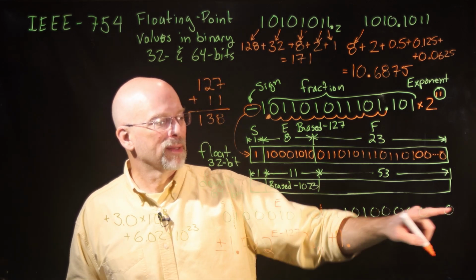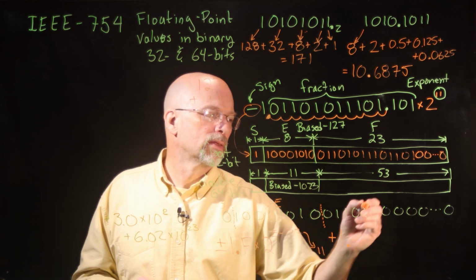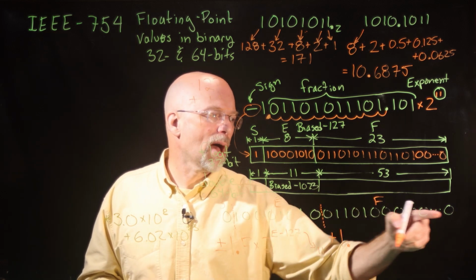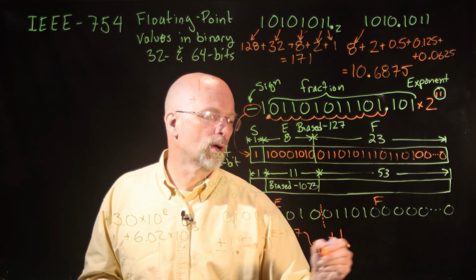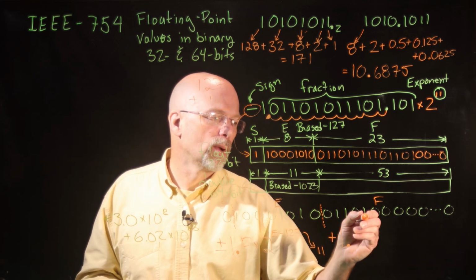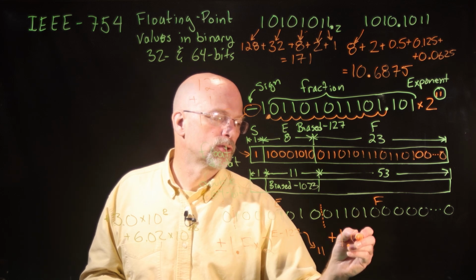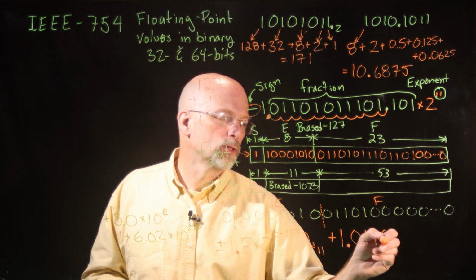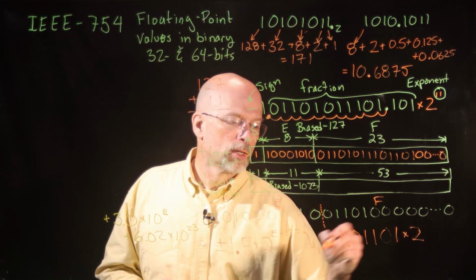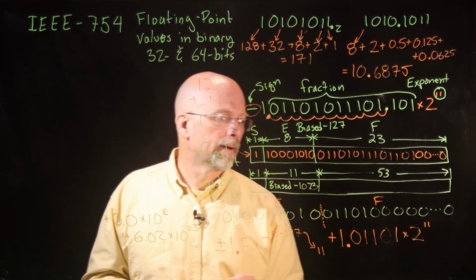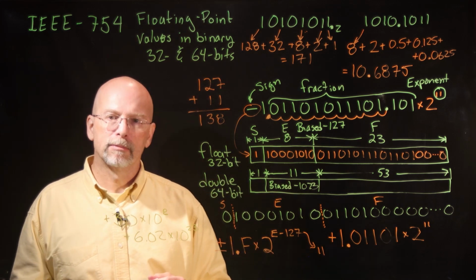And then the remaining bits, that is our fraction. This is F. So we just copy those bits directly, and I'm not going to copy all these trailing zeros. Let's just copy the bit positions all the way until we get to the rightmost one. So this is 0, 1, 1, 0, 1 times 2 to this 11. All right? And there you go. All right?